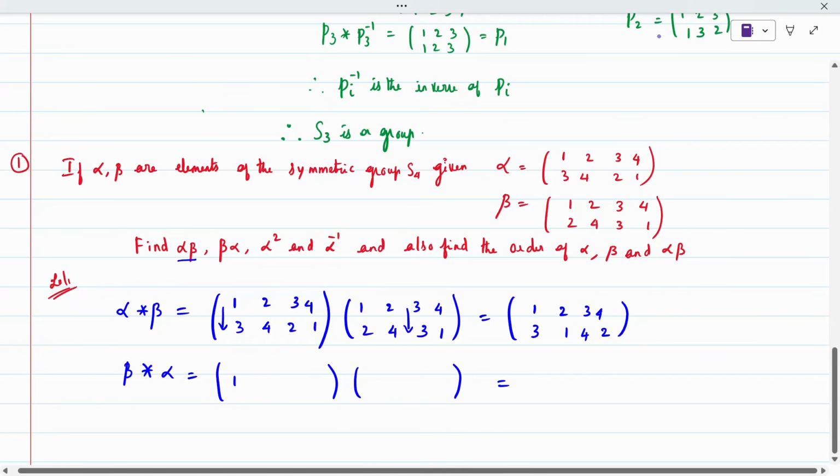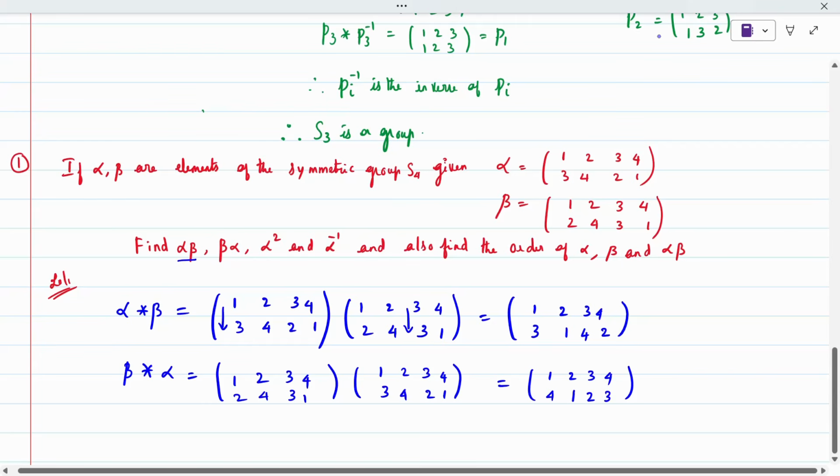Beta: 1, 2, 3, 4, 2, 4, 3, 1, 1, 2, 3, 4, 3, 4, 2, 1. Okay, completed. So now when I find the answer, same way, 1 is mapped to 2, 2 is mapped to 4. So 2 is mapped to 1, 2 is mapped to 4, 4 is mapped to 1. Same way 3 is mapped to 3. So 3 is mapped to 2. So 4 is mapped to 1, 1 is mapped to 3.